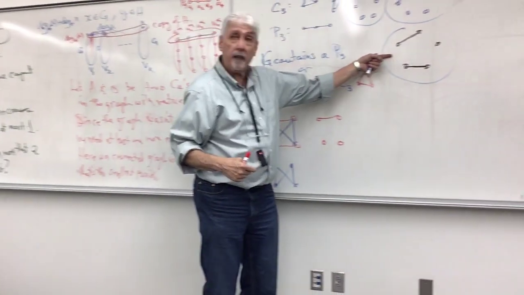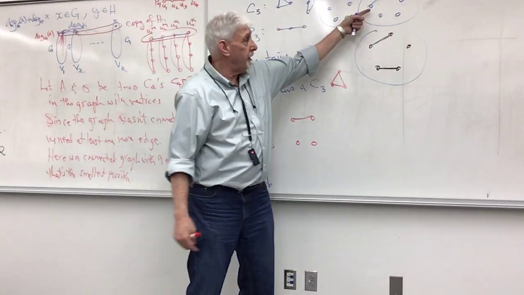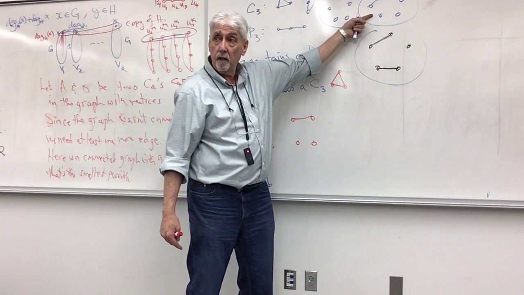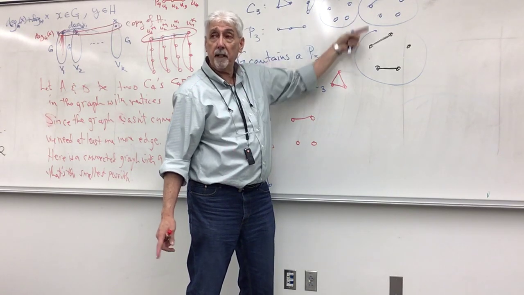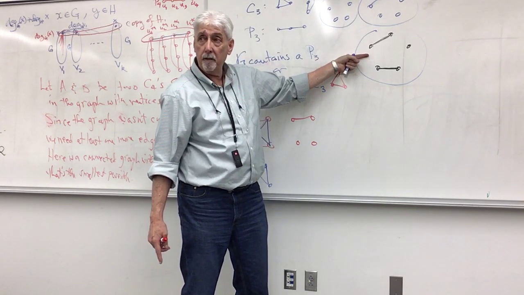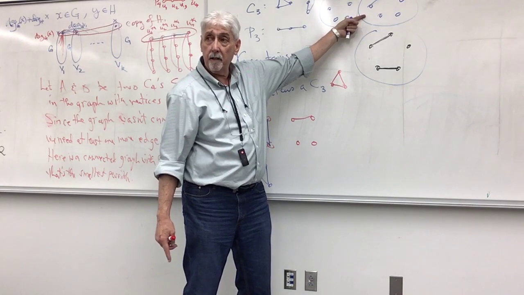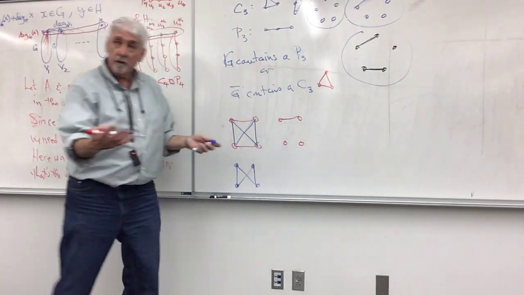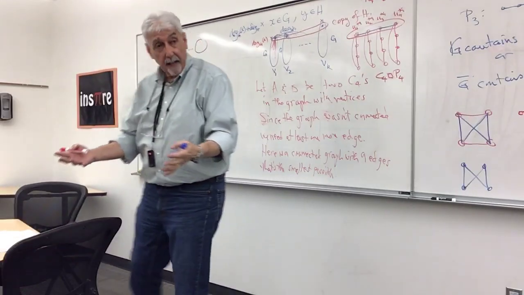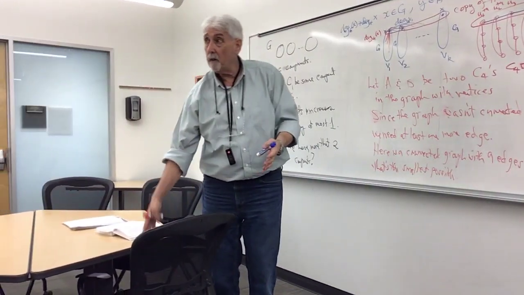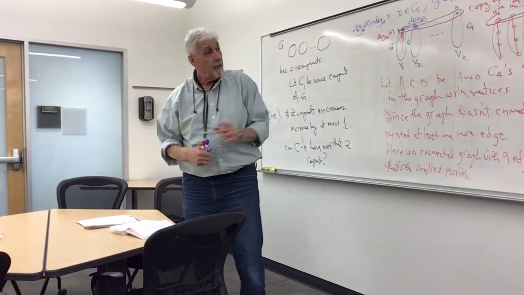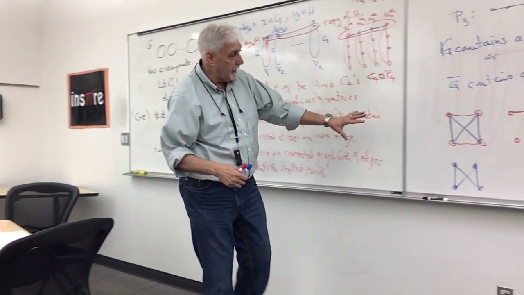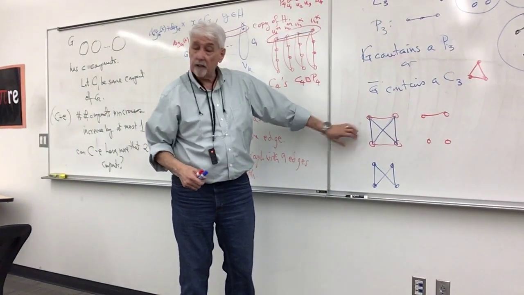Is there a C3 here? By the way, is there a C3 in the complement here? So what we've just shown is that either the graph contains a P3 or the complement contains a C3. And one more time, that's not true on 4 vertices.